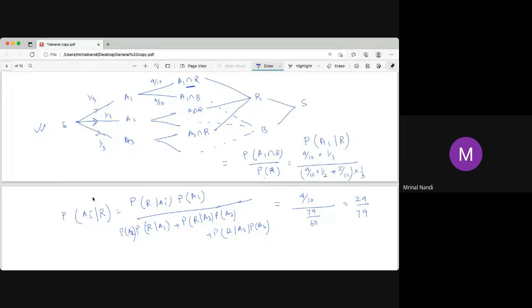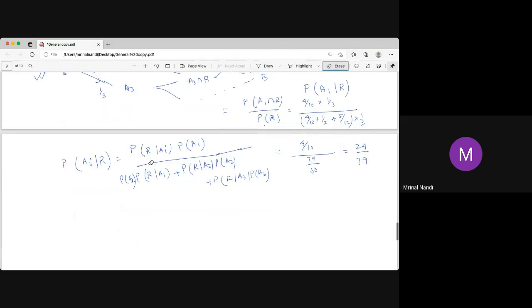The other condition is called posterior. That is not clear from the experiment. These probabilities, R given Ai, are clear from the experiment. If the first box is there, then it is clear what is the probability of red. But if the ball is red, what is the probability that it came from the first box? That is not clear. You have to find it using this formula.